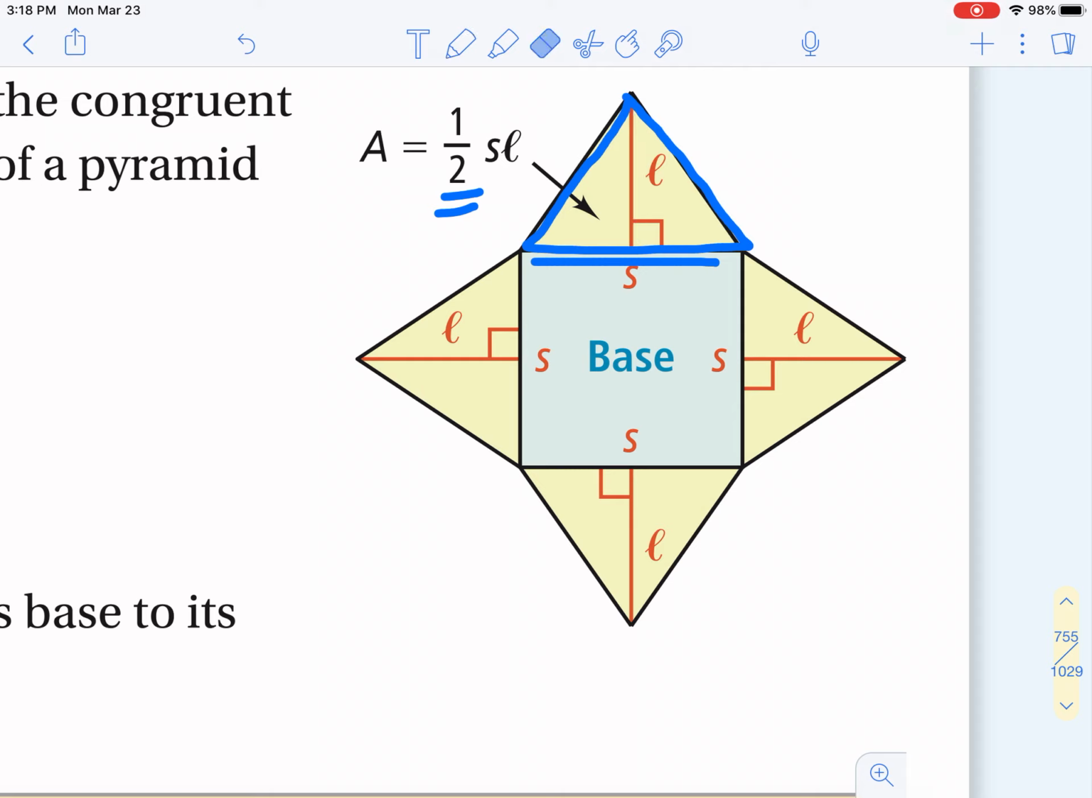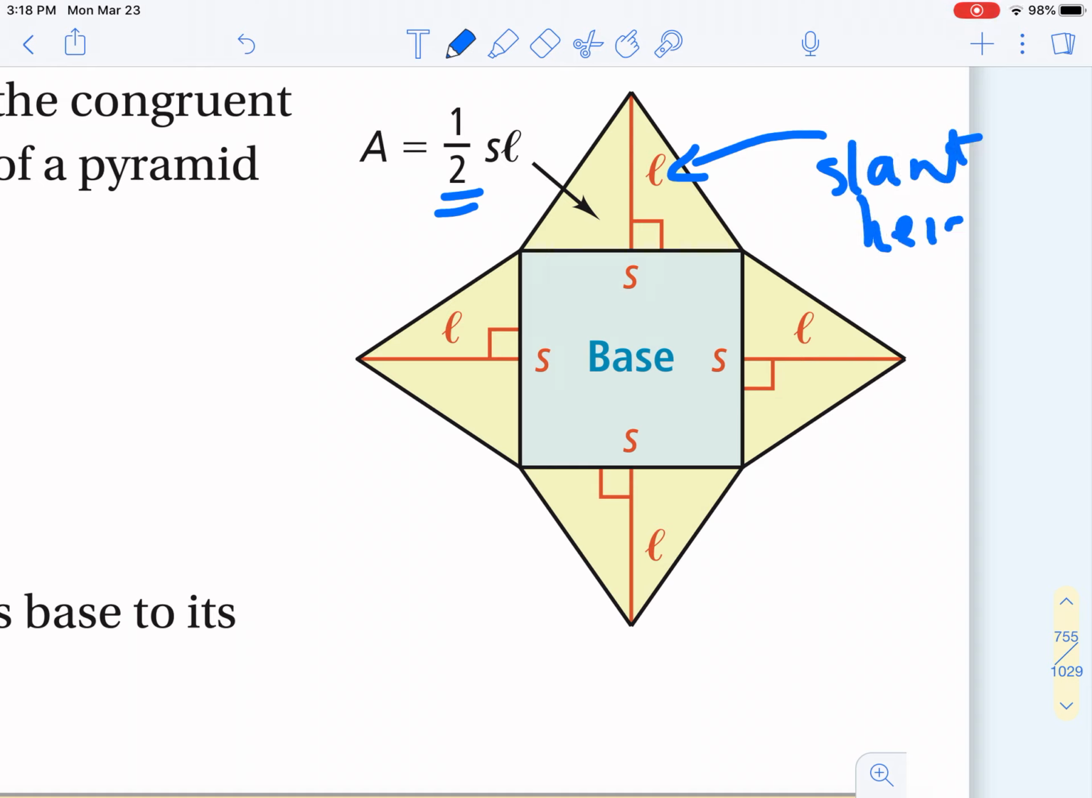In this case, remember, these lateral areas or lateral sides were folded up, they're folded down. So that L, if you recall, is the slant height. Alrighty?